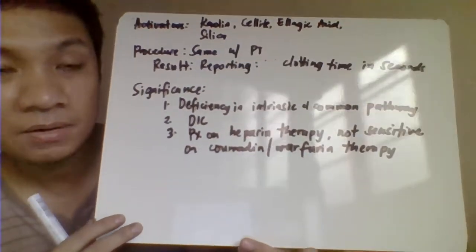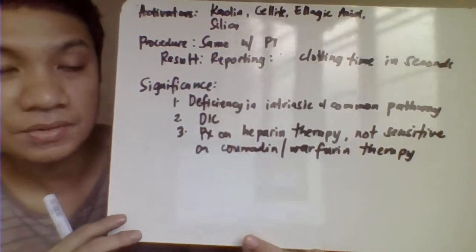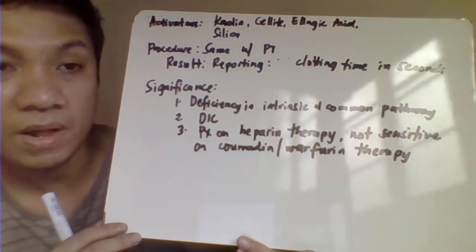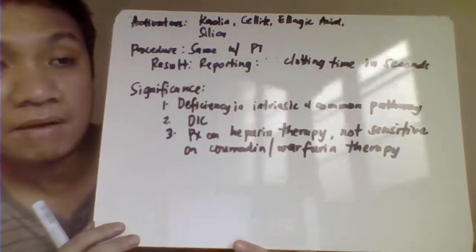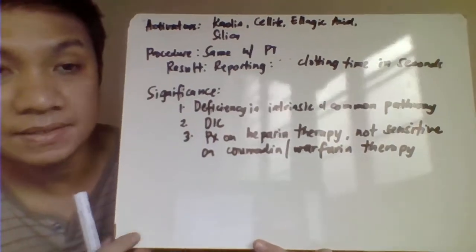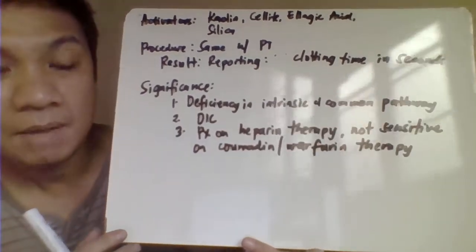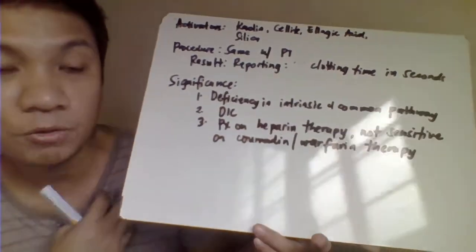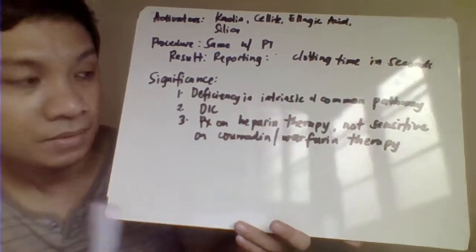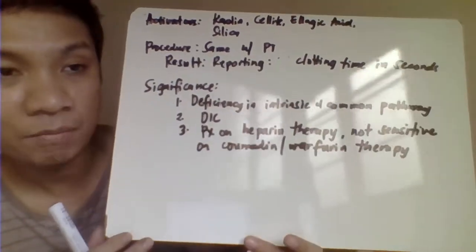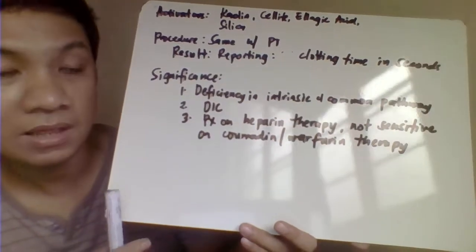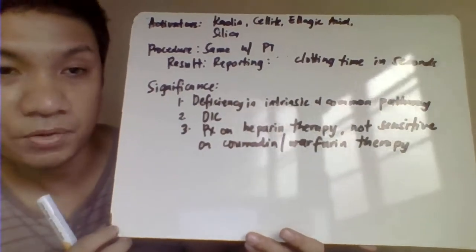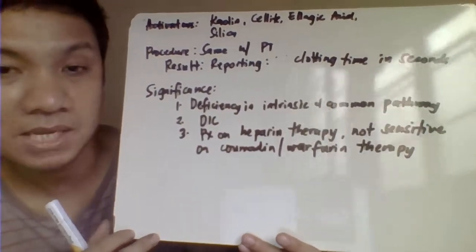So, again, we are using the APTT as a test primarily for evaluation of problems related to your intrinsic pathway, 12, 11, 9, 8, plus your common pathway, 10, 5, 2, 1. Patients with DIC will also have a prolonged APTT result. And also this one is used to monitor patients on heparin therapy. Hindi ginagamit ang APTT natin for monitoring the patients on warfarin or Coumadin therapy because for patients on warfarin and Coumadin therapy, we are using the prothrombin time in order for us then to monitor the patient.